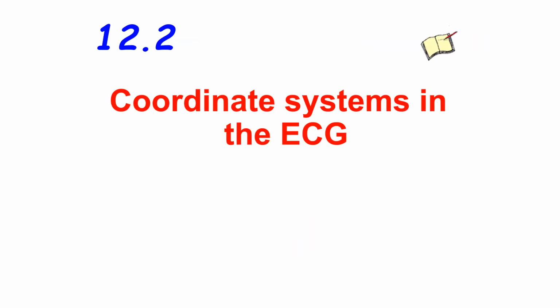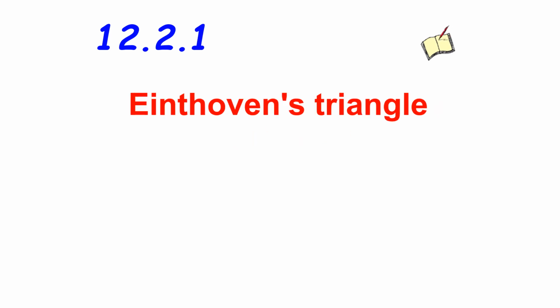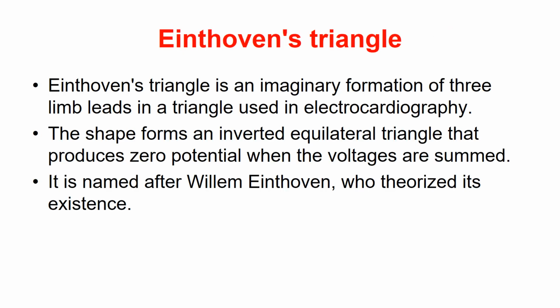Coordinate systems in the ECG. Einthoven's triangle. Einthoven's triangle is an imaginary formation of 3 limb leads in a triangle used in electrocardiography. The shape forms an inverted equilateral triangle that produces zero potential when the voltages are summed. It is named after Willem Einthoven, who theorized its existence.